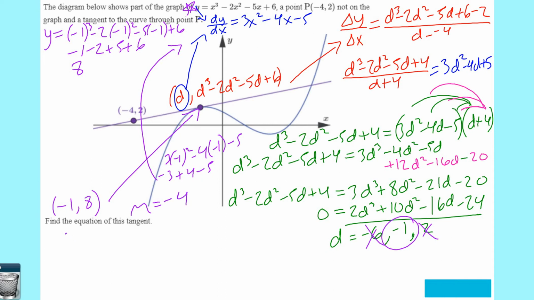So now we can find the equation. So 8 equals negative 4 times negative 1 plus b. So we get b is 4. So now our equation is y equals negative 4x plus 4.